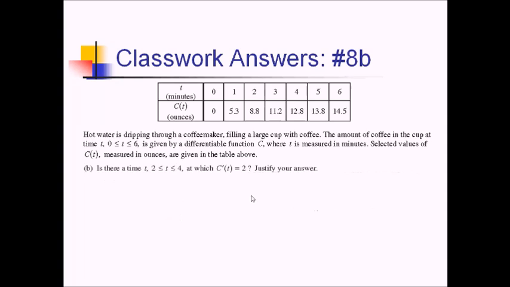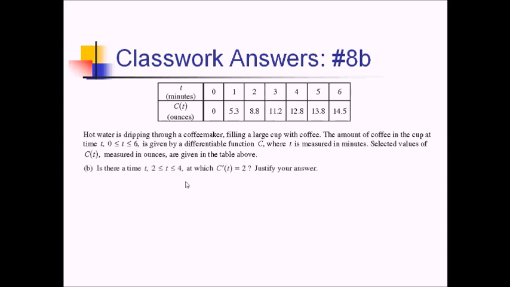On this next part of the problem, they want to know if there's a time at which c prime has to equal 2. So one way that you could go about this is using the mean value theorem. If you're trying to guarantee the derivative of some function is a certain value, and all you have to work with are values of the original function, using the average rate of change to pinpoint the instantaneous rate of change is a good way to go.